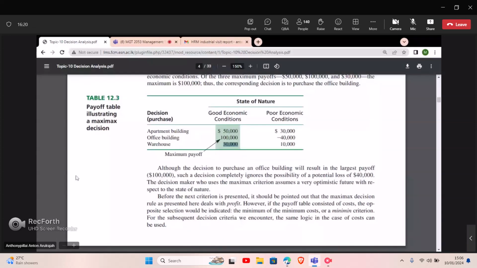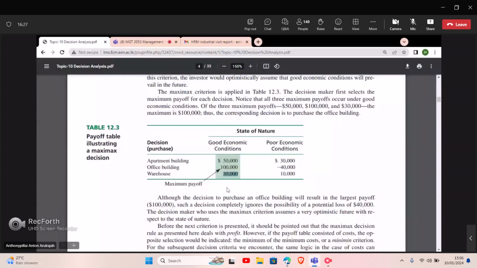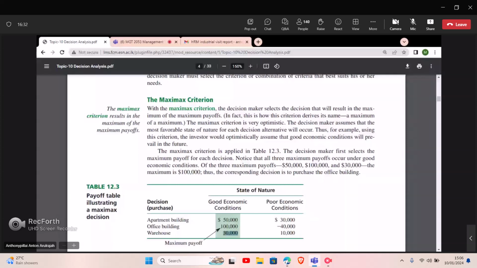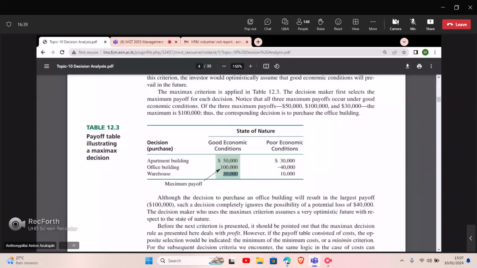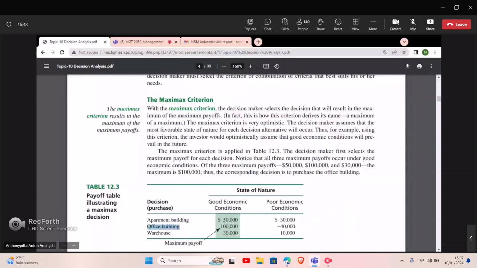Sometimes in examinations, the scenarios are given according to the maximax criterion. What is the maximum profit? What is the maximum earning? The answer is 100,000, and the option is to purchase the office building, because if you are applying the maximax criterion, that is the decision. The maximax criterion means the decision maker selects the decision that will result in the maximum of the maximum payoff.